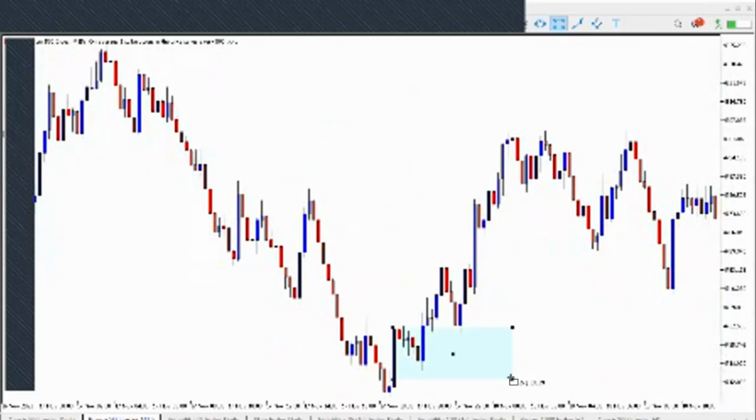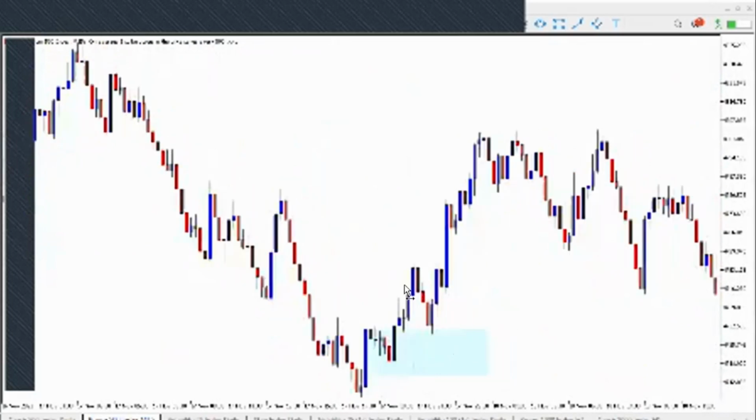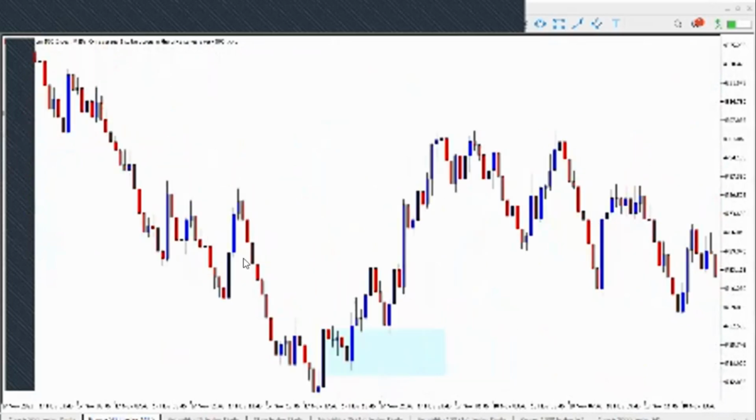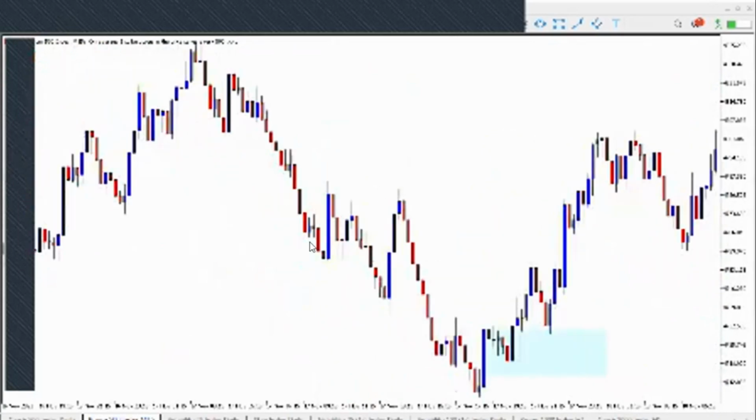Look at another one here. Okay, the market bought from here. Are you seeing that? So that is how you trade the spikes.